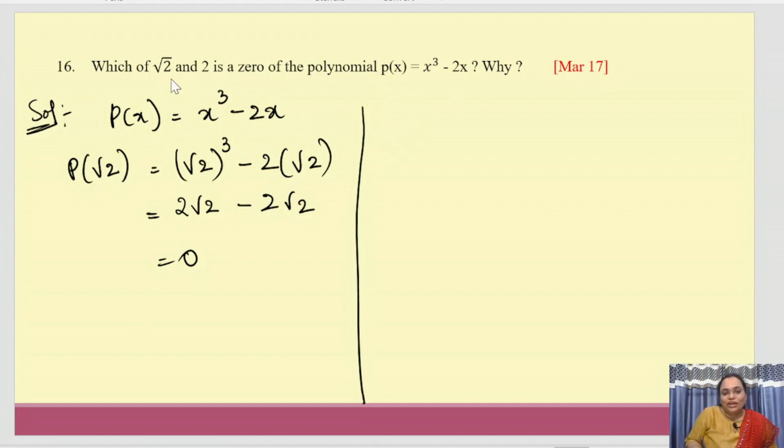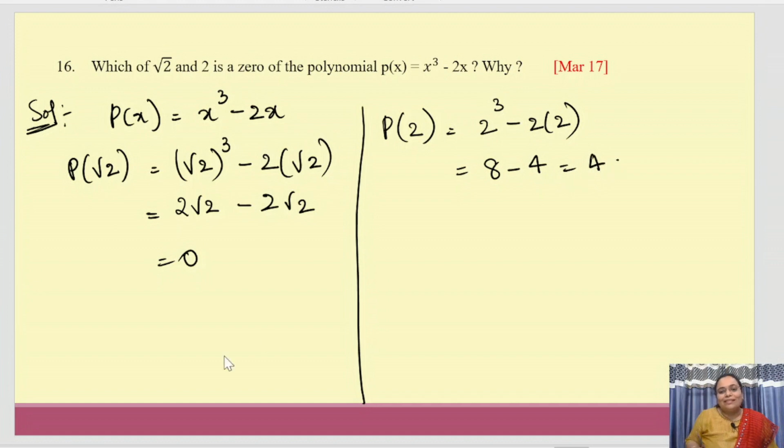Yes, now let us check for 2. If you substitute x is equals to 2, you will get 2 cube minus 2 of 2, which is 8 minus 4, which is 4. This is not the 0 of the polynomial. So we need to say why root 2 and 2 are the zeros of the polynomial. Since P of root 2 is 0, it is the 0 of the polynomial. And since P of 2 is not 0, it is not 0 of the polynomial. Okay. Only root 2 is the 0 of the polynomial.